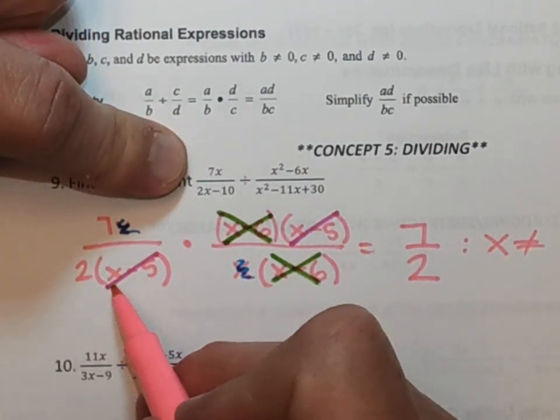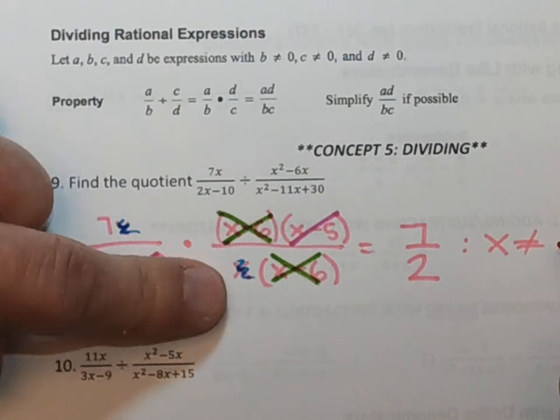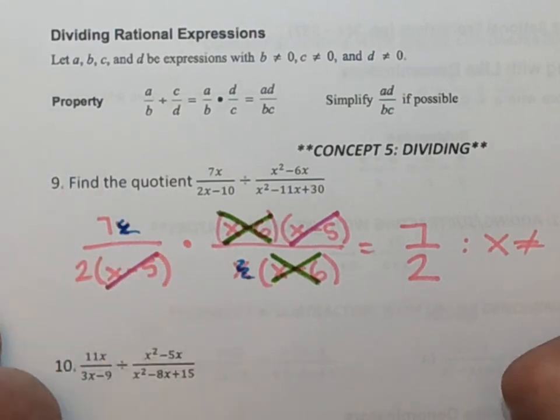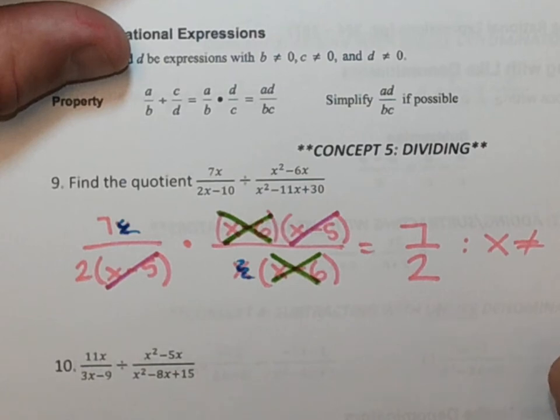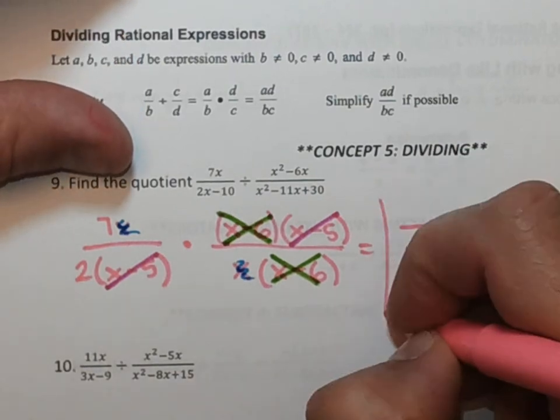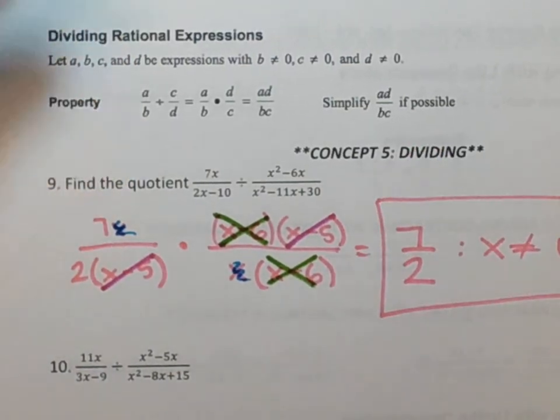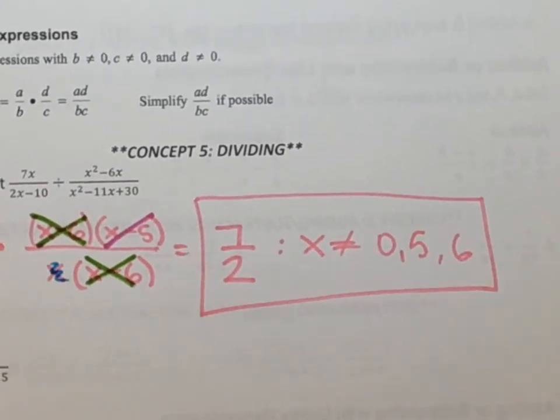What can x not be equal to? Well, it cannot be equal to 5. 5 minus 5 is 0. It cannot be equal to 0. And it cannot be equal to 6, because 6 minus 6 is 0. Scoot it on over there. There is our answer.